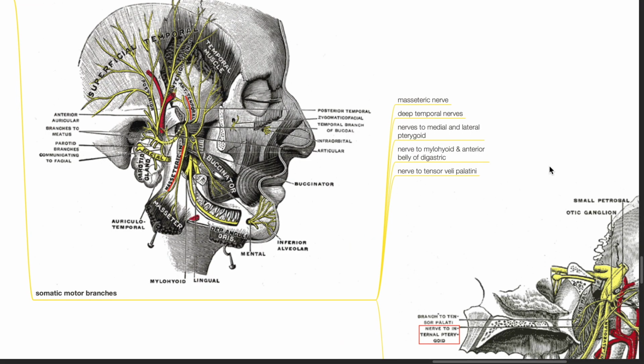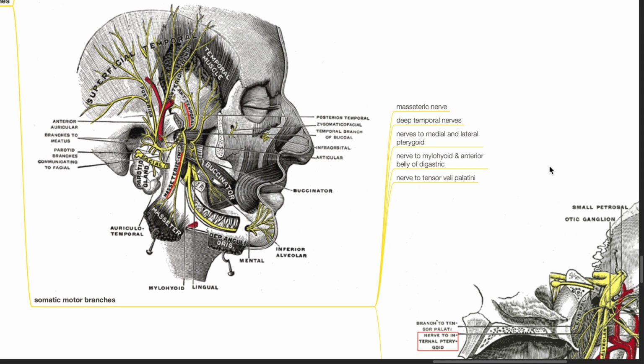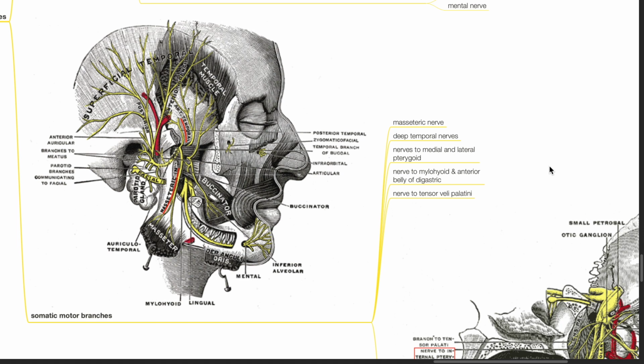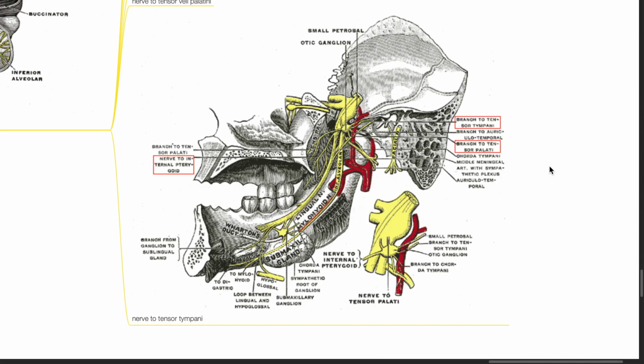Somatic motor branches of cranial nerve V3 include the masseteric nerve, deep temporal nerves, nerve to the medial and lateral pterygoid, nerve to the mylohyoid and anterior belly of the digastric, nerve to the tensor veli palatini, and nerve to the tensor tympani.